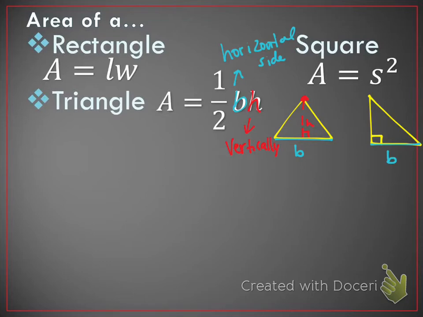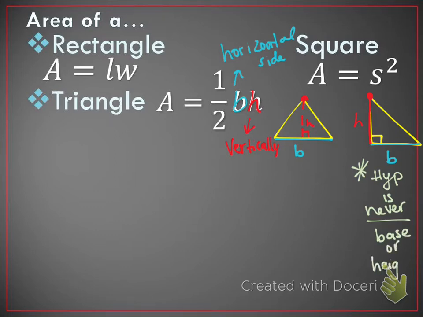Okay, and then where would the height be on my right triangle? Yeah, the left. Because this is the highest point, and it represents the height. Here's what you need to note. The hypotenuse is never the base or the height. The hypotenuse is not going to be either of those lengths.